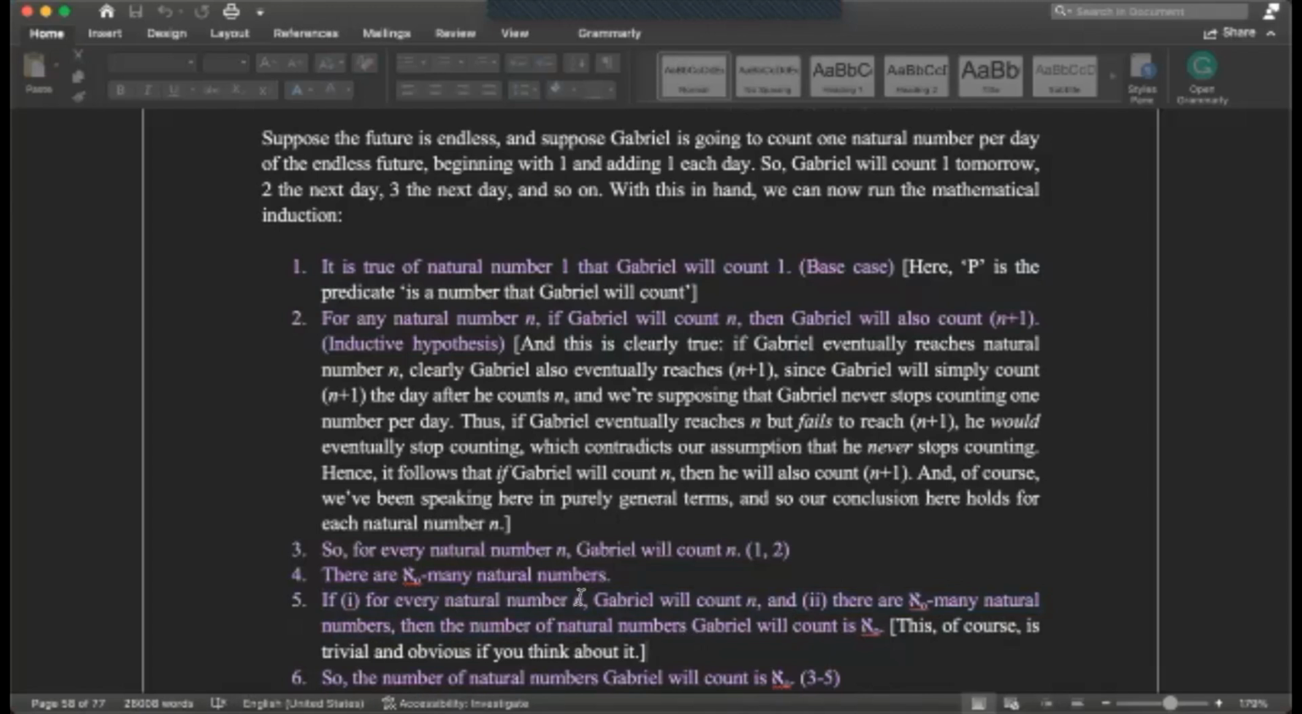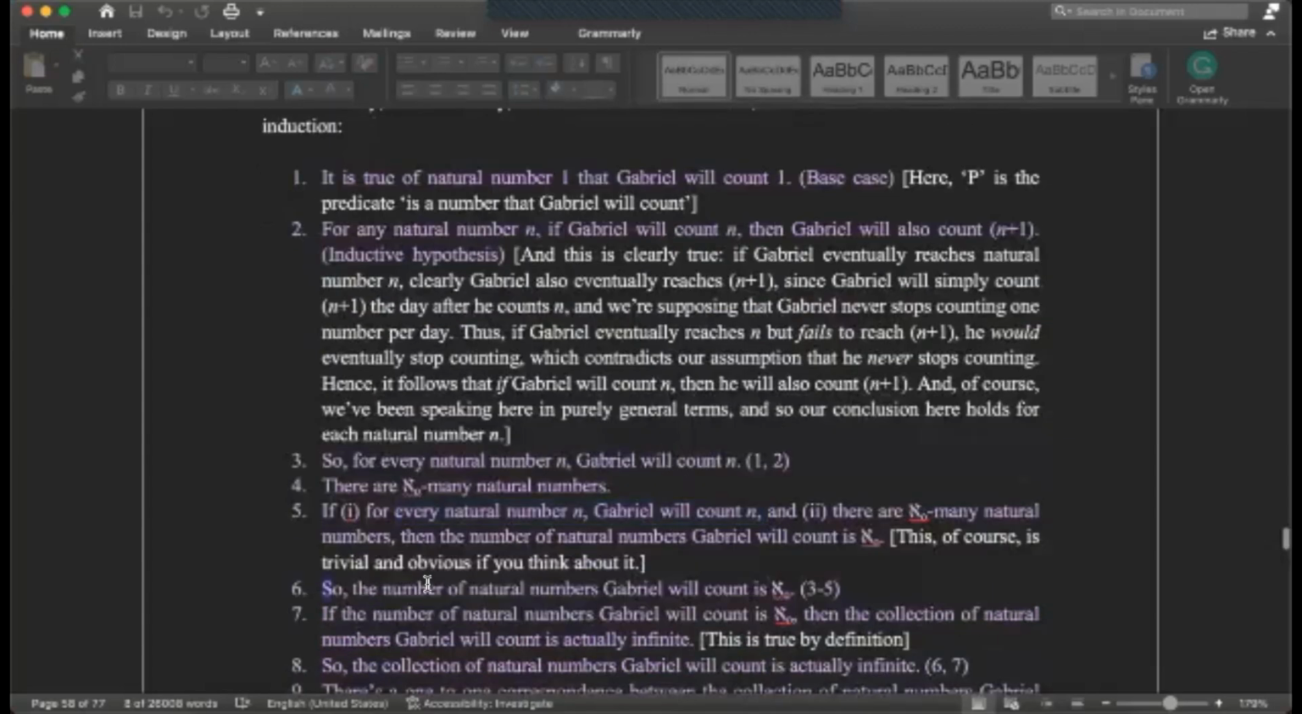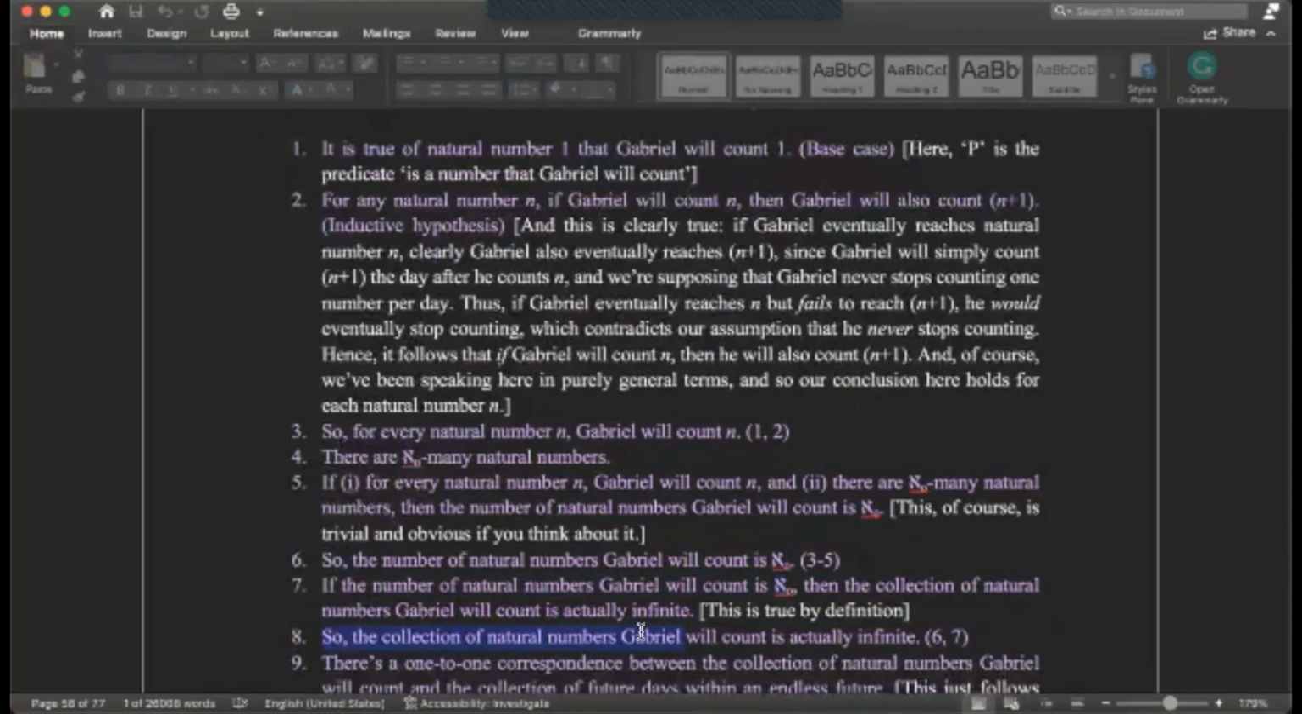If it's true of every natural number that Gabriel will count that number, and there are infinitely many such numbers, well, then, of course, the number of numbers that Gabriel will count is Aleph null. 6, so it follows that the number of natural numbers Gabriel will count is Aleph null. 7, if the number of natural numbers Gabriel will count is Aleph null, then the collection of natural numbers Gabriel will count is actually infinite, right? This is true by definition. We have a collection here of natural numbers that Gabriel will count, and we already proved that the number of members in that collection is Aleph null, and hence, this collection is an actually infinite collection. So, from all that, it follows that the collection of natural numbers that Gabriel will count is actually infinite.